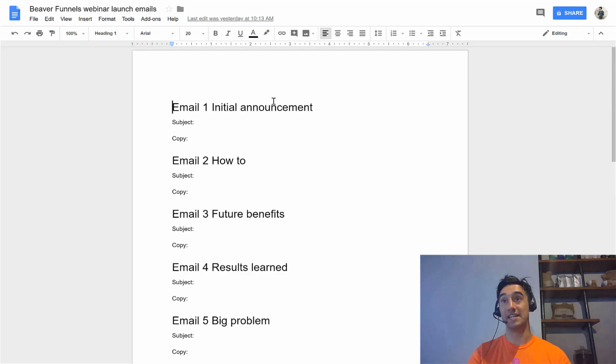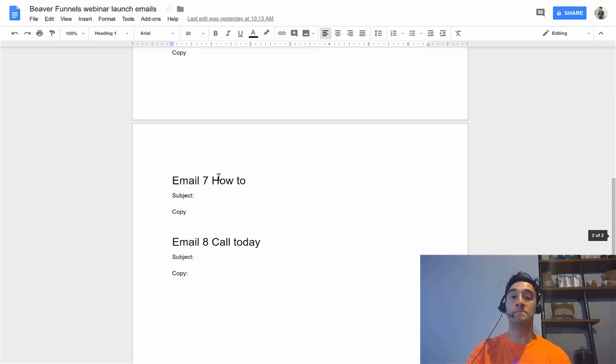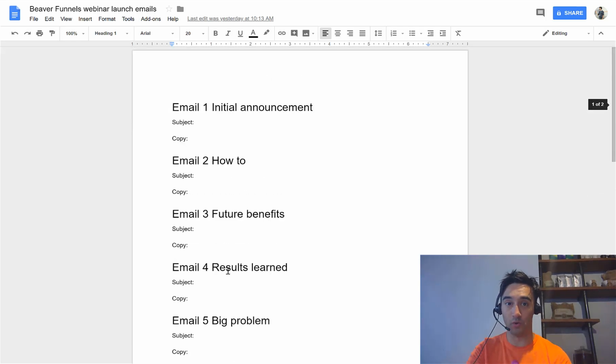Email 1 will be sent ideally sometime like today, and then email 2 later this week, email 3 next week, email 4 next week, email 5 the week before, email 6 the week before, obviously saying there's 1 week left, another how to, and then saying the call today. So this would be actually on the call.